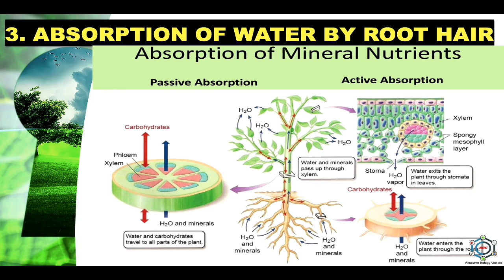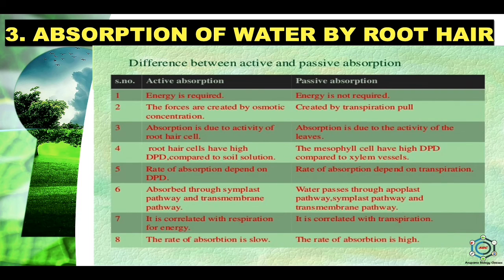So here you can see the difference between passive absorption and active absorption. The main difference is that in active absorption energy is required, while in passive absorption energy is not required. The force is created by osmotic concentrations in active absorption, while in passive absorption it is created by transpiration pull. Absorption is due to the activity of root hair cells in active absorption, while in passive absorption it is due to the activity of the leaves.